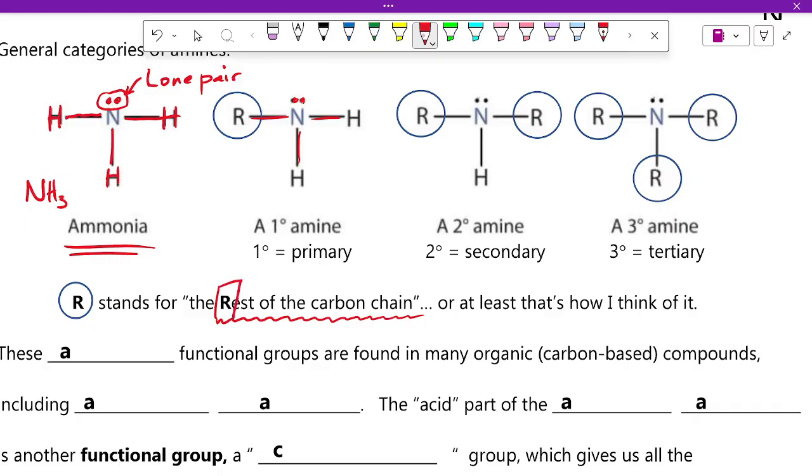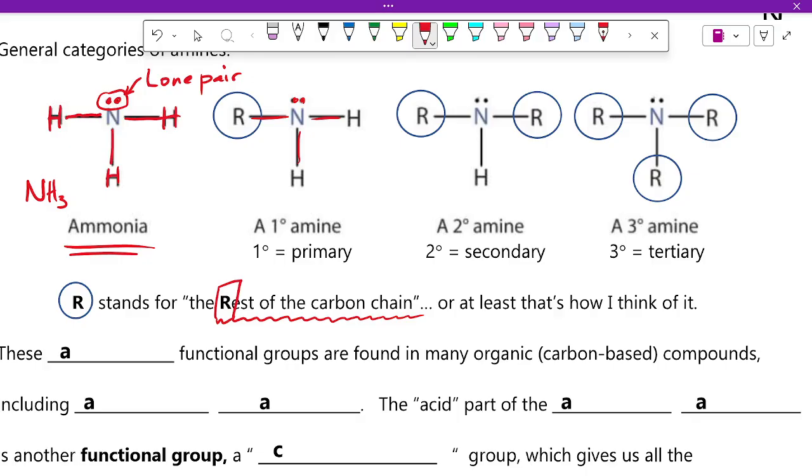Okay, there's going to be a carbon there. Maybe it's 1 carbon, maybe it's 2 carbons, maybe it's 6 carbons, maybe it's a ring structure of carbons, but anyway, there's going to be a carbon there. Technically, that's not what R stands for, but that's how I've always thought about it, and it's always made so much sense to me, so I'm passing that along to you in the hopes that it will also make sense to you.